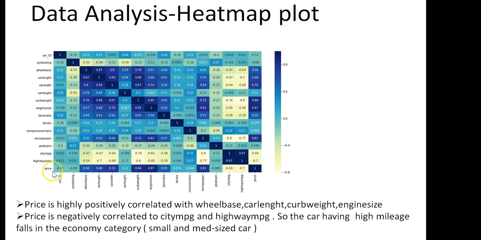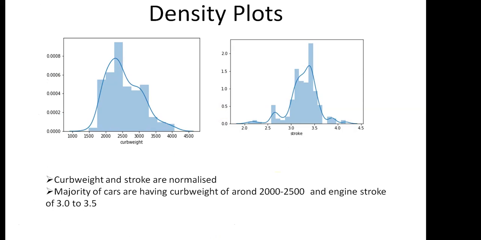Like here, the price is highly positively correlated with the wheelbase, car length and curb weight, and the price is negatively correlated to city MPG and highway MPG. So the cars having high mileage fall in the economic category. The economic category cars are small and mid-sized cars. Let's see the next slide.